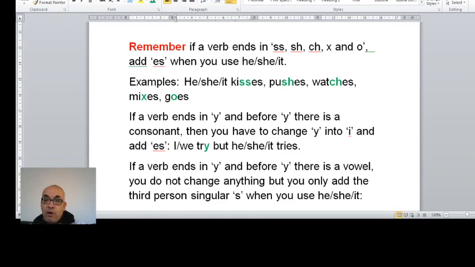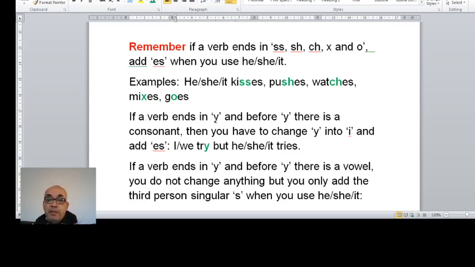If I put s wrong, you have to put es. Watch has ch, I put es. Mix, it has got x, I put es. And o, here you put es. So he, she, it kisses, he pushes, she pushes, it pushes. So every time you see double s, sh, ch, x or o, you have to put es. And that is the spelling rule for the present simple tense.